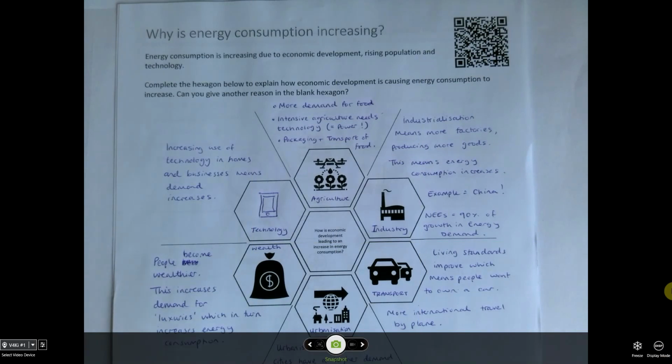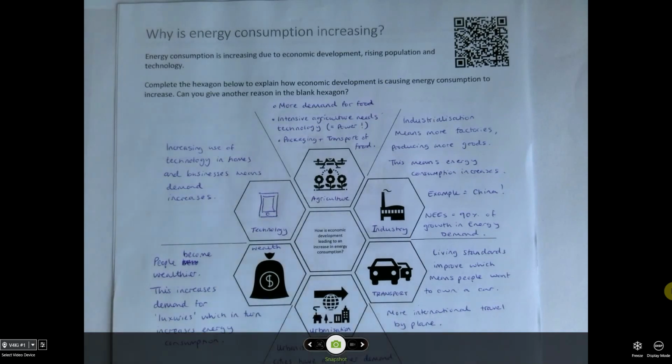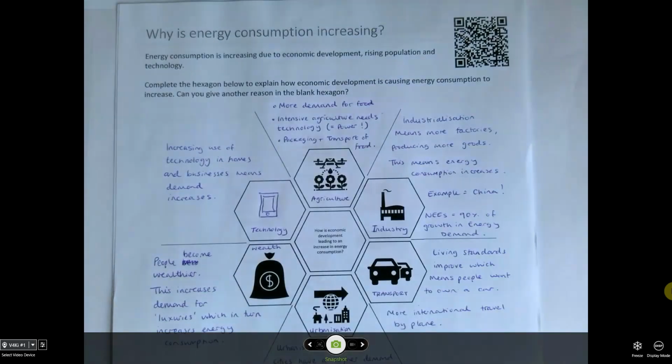So feel free to pause the video at any point and add to your notes or to change things, correct things that you might have written while you've been doing this independently. The first activity was to look at all of these different images in these hexagons here and try and think about how these things are causing energy consumption to increase. So we really are here focusing on the causes of that increasing energy consumption.